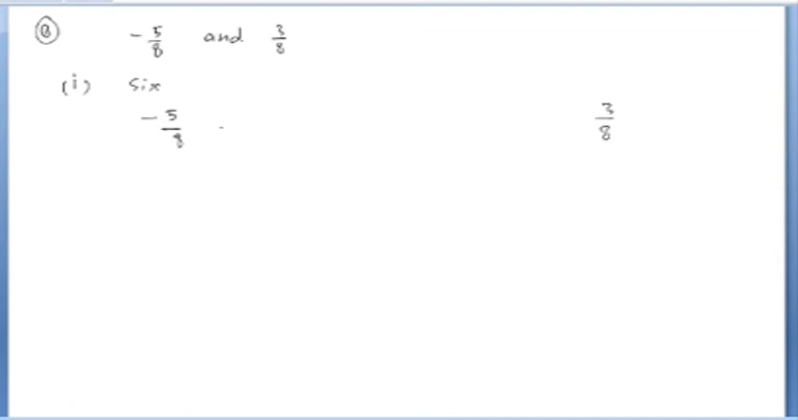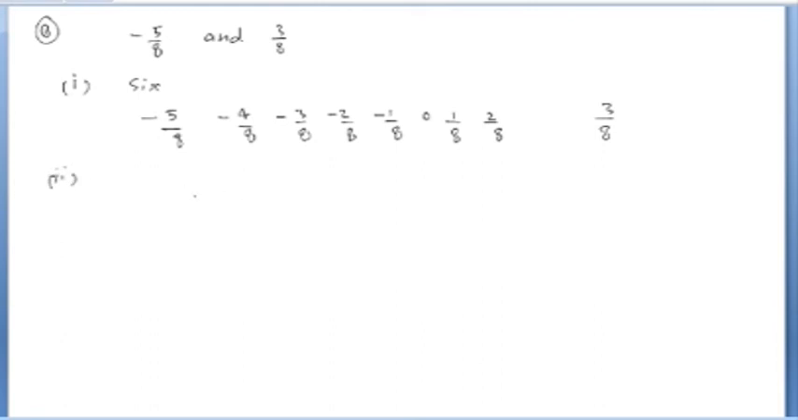Finding six rational numbers is very easy, because their denominators are equal, 8 and 8. So simply write these numbers. 1, 2, 3, 4, 5, 6. Okay, so in this way you can find these rational numbers.